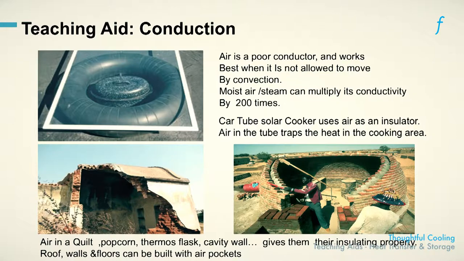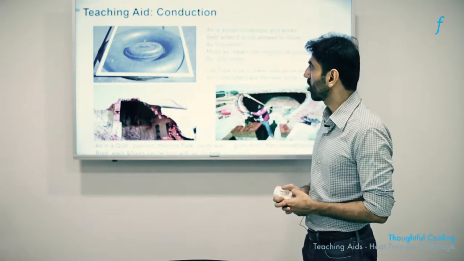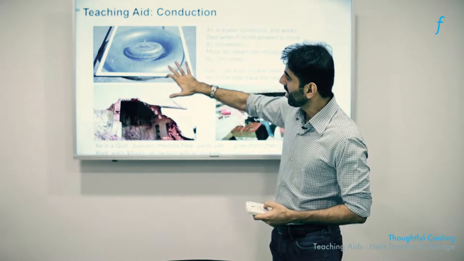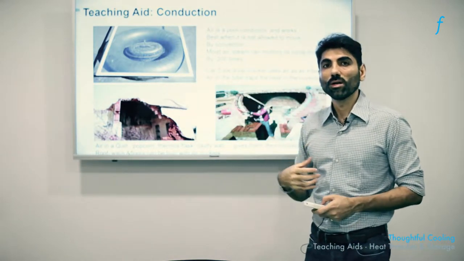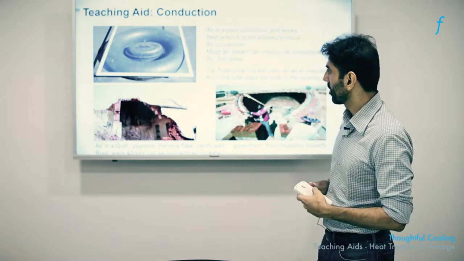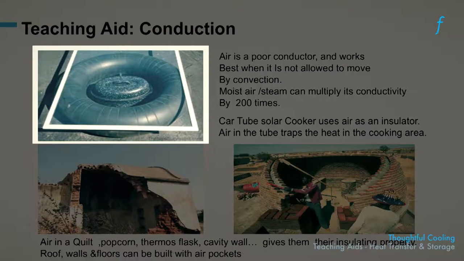This is an experiment that could be conducted out in the open in a college, on the rooftop or in the compound. This here indicates how air can be a very good non-conductor or an insulator for beneficial purposes. So let's look at what this experiment is. This is a tube of a vehicle tire. This could be a car tire, for example. And this is filled with air.